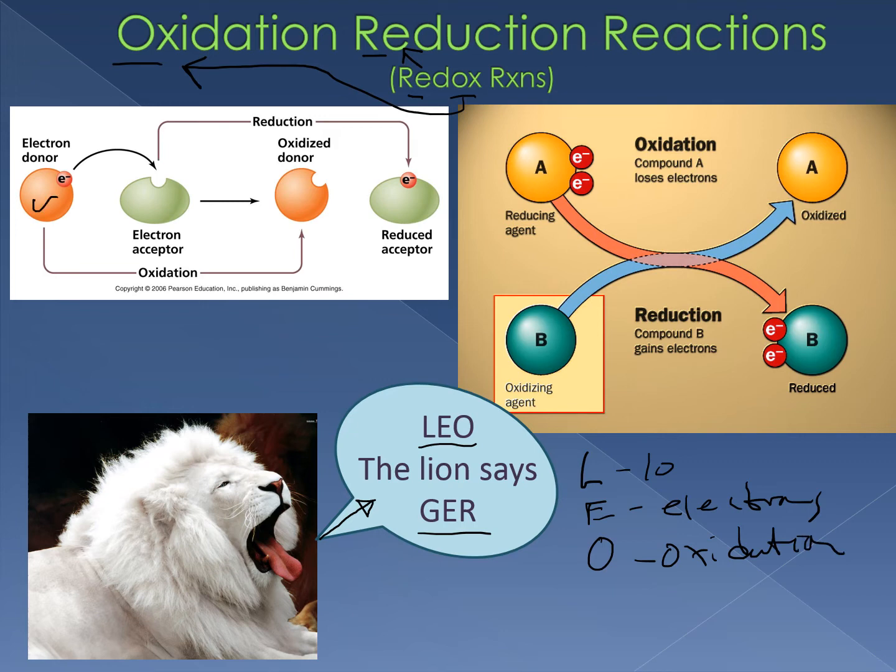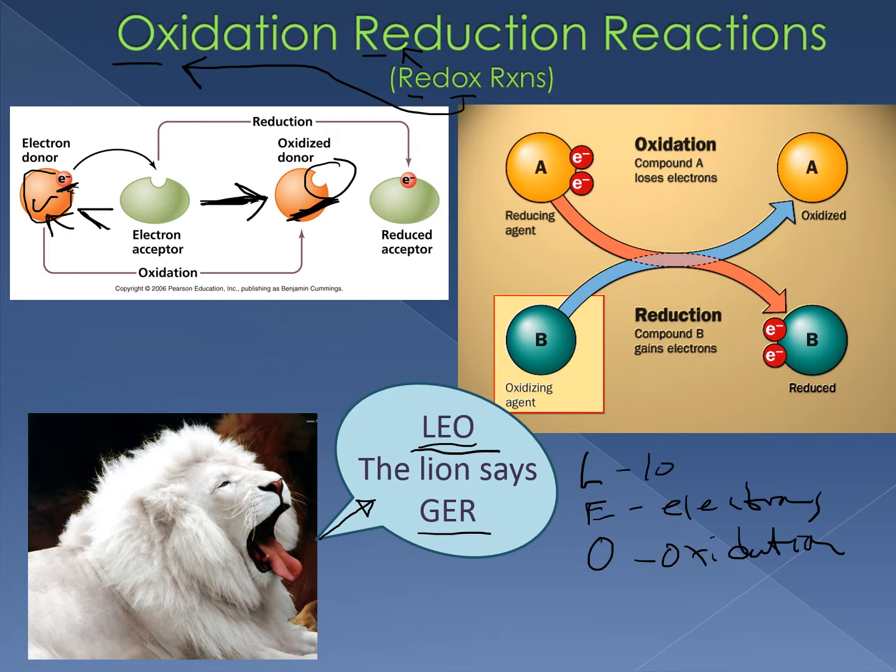Okay, so now let's look at an example over here. This one, see, it's got an electron right there, and we're just saying it's a general blob, whatever it is. It's got an electron, and as this reaction progresses, here's the reaction arrow, then this fella has lost an electron. Where'd it go? It's gone. So it has been oxidized. Leo: lose electrons, we say it's been oxidized.